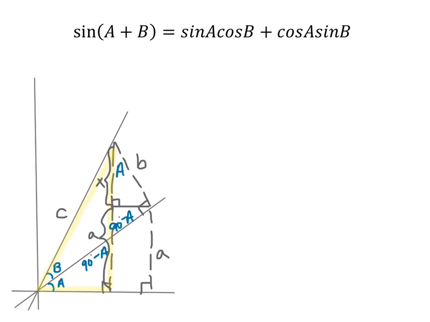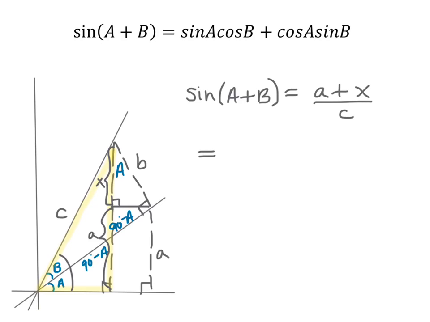Okay, let's get started with our formula now. So we're going to set up sine of A plus B. Take a look at that yellow highlighted triangle. Sine of the angle A plus B, we're now going to treat as the opposite over hypotenuse, where the opposite side is going to be A plus X. We're going to have to add those two segments together to get the opposite side. And then we have to divide that by the hypotenuse. The hypotenuse we labeled as C.